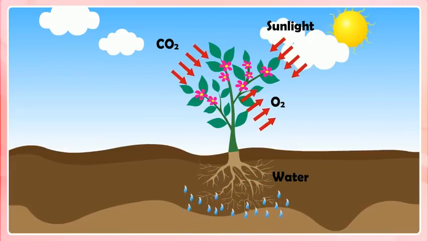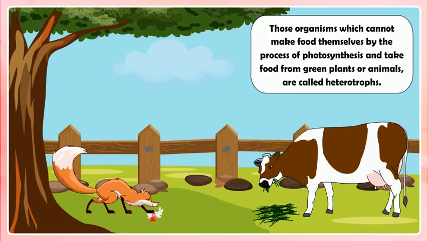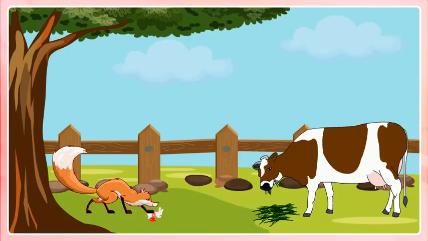For example, green plants. Heterotroph. Those organisms which cannot make food themselves by the process of photosynthesis and take food from green plants or animals are called heterotrophs, and their mode of nutrition is called heterotrophic. All the non-green plants and animals, including human beings, are heterotrophs.